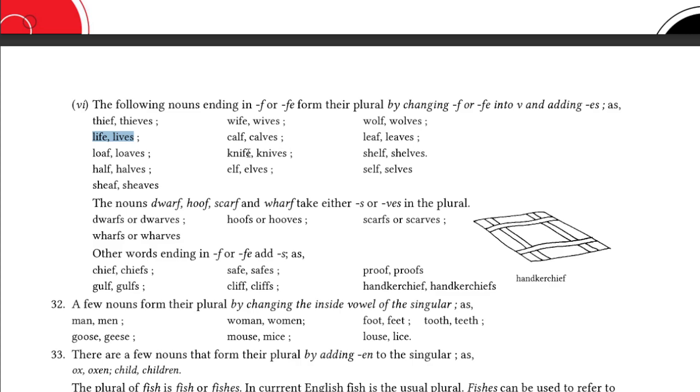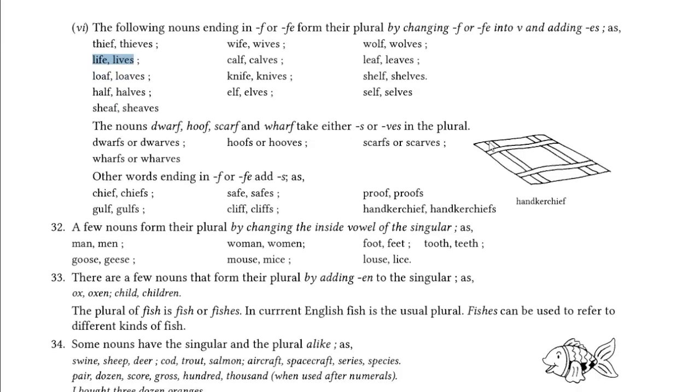Calf and calves, knife and knives, elf and elves, wolf and wolves, leaf, leaves, shelf, shelves, self. Self ends in F. F again will be replaced with V and then ES added, and we would get the noun in the plural number, selves.